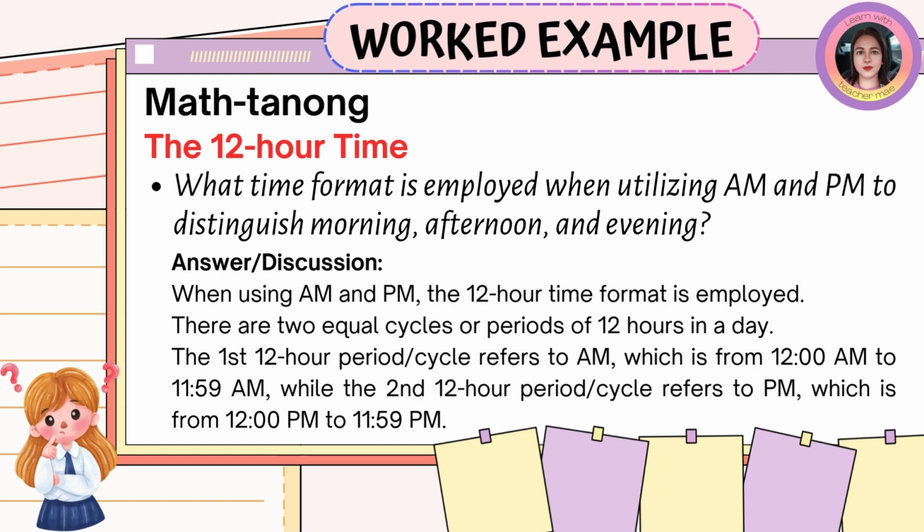There are two equal cycles or periods of 12 hours in a day. The first 12-hour period or cycle refers to AM, which is from 12 o'clock AM to 11:59 AM, while the second 12-hour period or cycle refers to PM, which is from 12 o'clock PM to 11:59 PM.